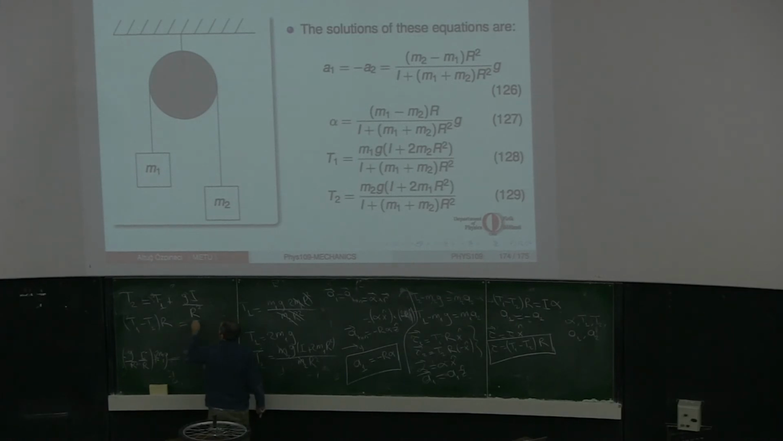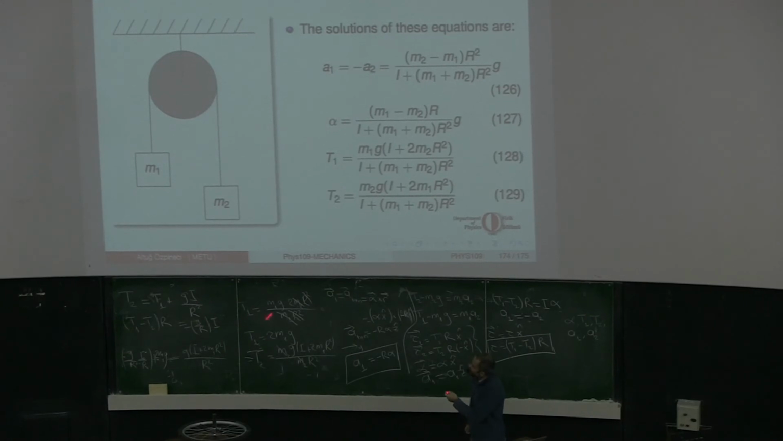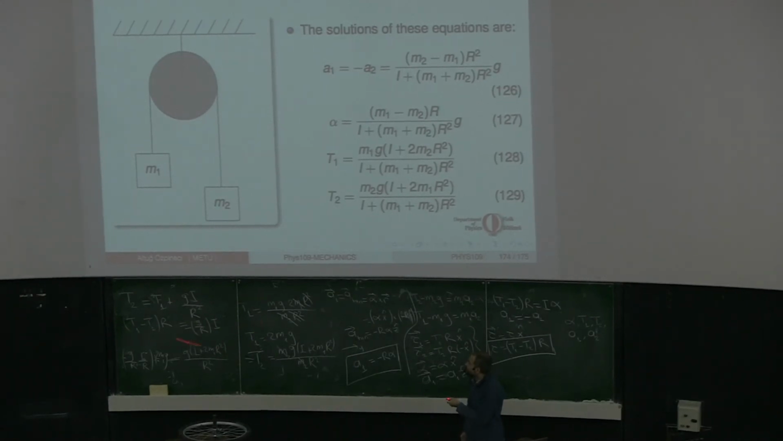This is equal to G over R times I, the moment of inertia, with a minus sign. The net torque created by the tensions is equal to the moment of inertia times the angular acceleration. G over R is the angular acceleration. We had said that the alpha should be G over R in the limit that M2 is infinitely large. So even this one we could have guessed with a little bit of thinking.